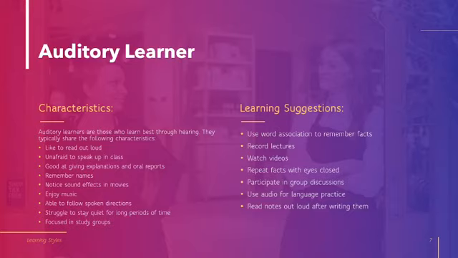Use word association to remember facts. Using word association, you are taking a word that sounds similar to what you're trying to remember, and that is going to help you remember what that is. If there's a picture, you're going to find a word that can associate with that, like table, like our previous example for visual learners. That's a word association. Record lectures, and that way you can listen to them again.